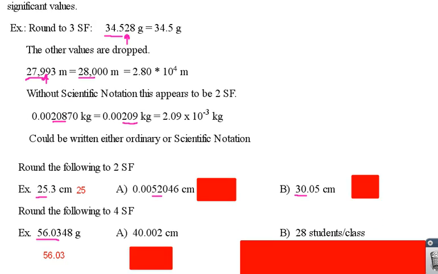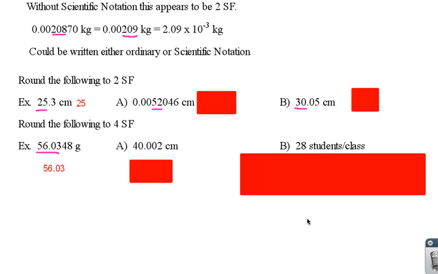I want you to take a moment and round these values here that are at the bottom of the page, and then these values here, which are on the next page, to the appropriate number of significant figures. These two you're rounding to 2 sig figs, and these two you're rounding to 4 sig figs. Let's go ahead and pause the movie and take about a minute to round these.